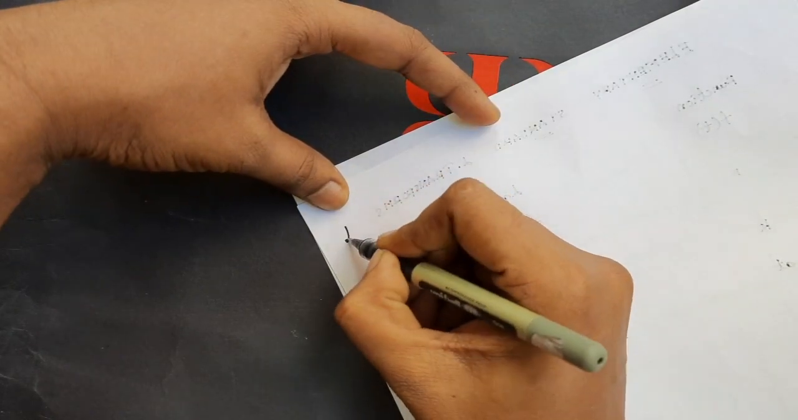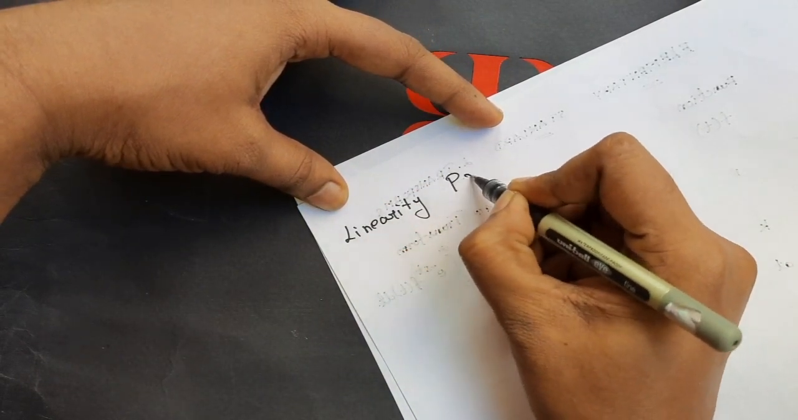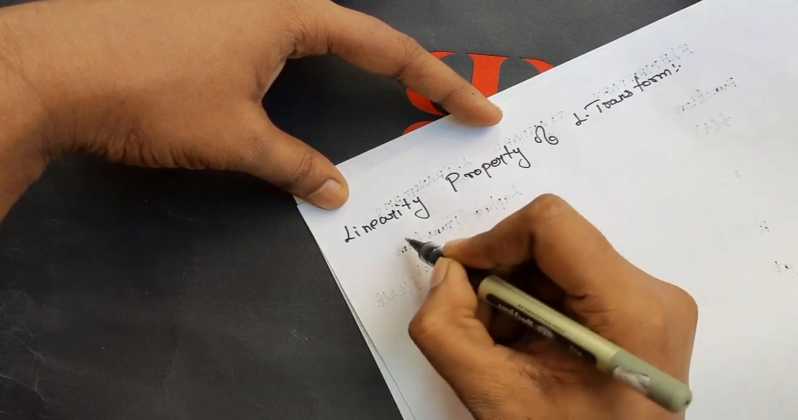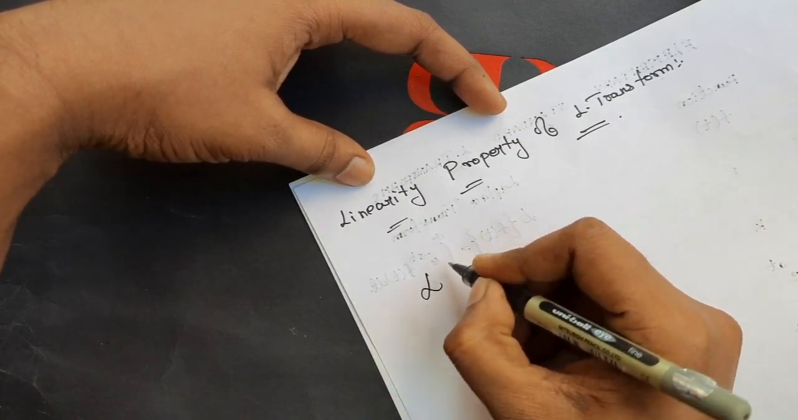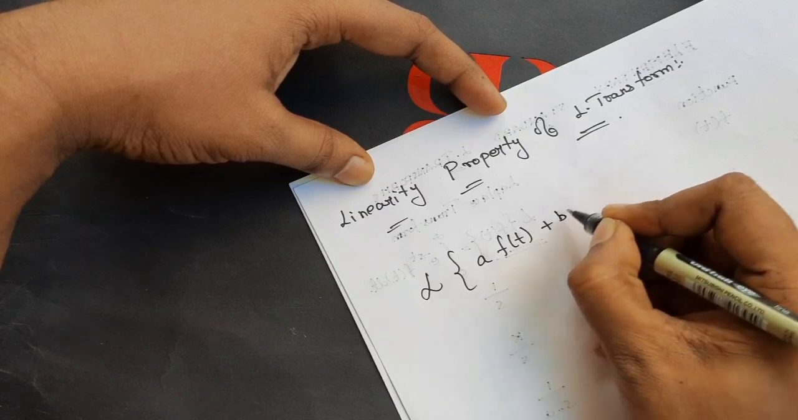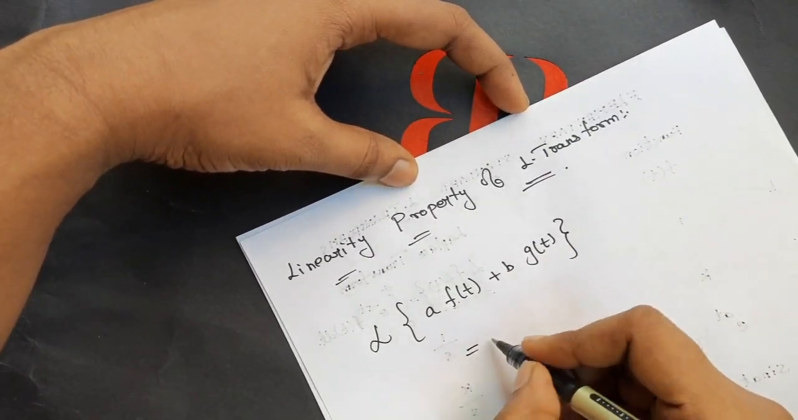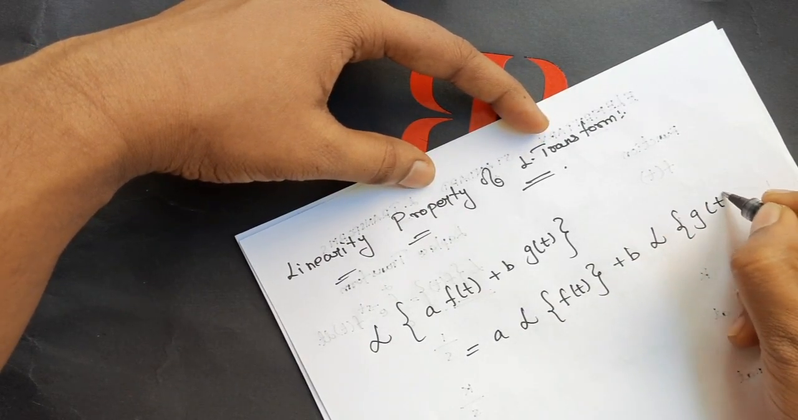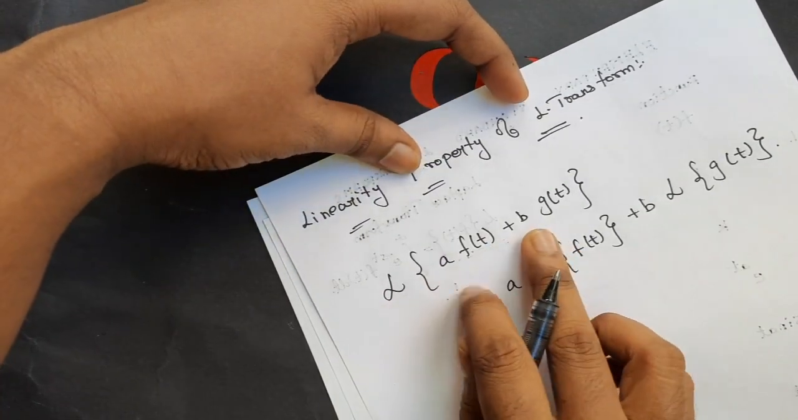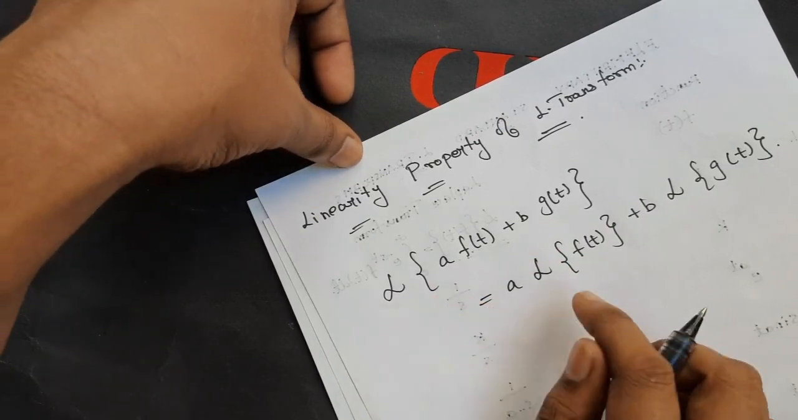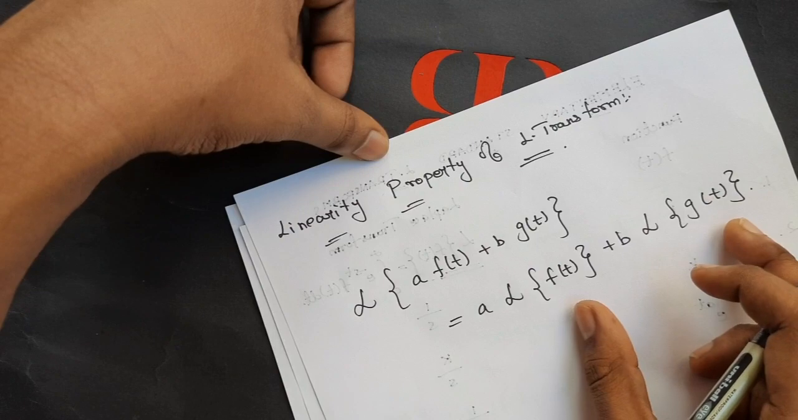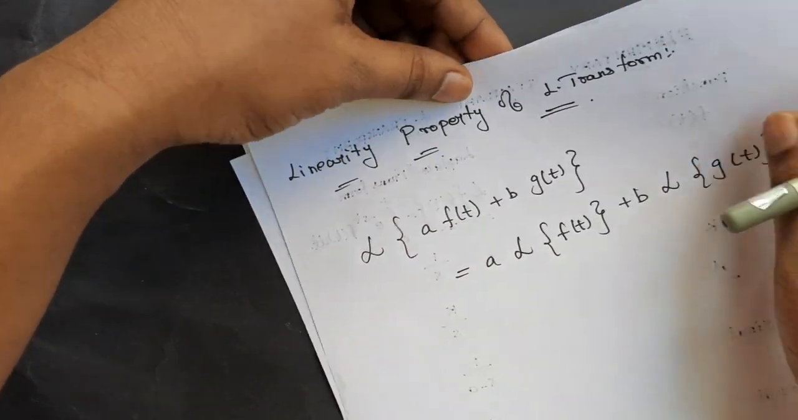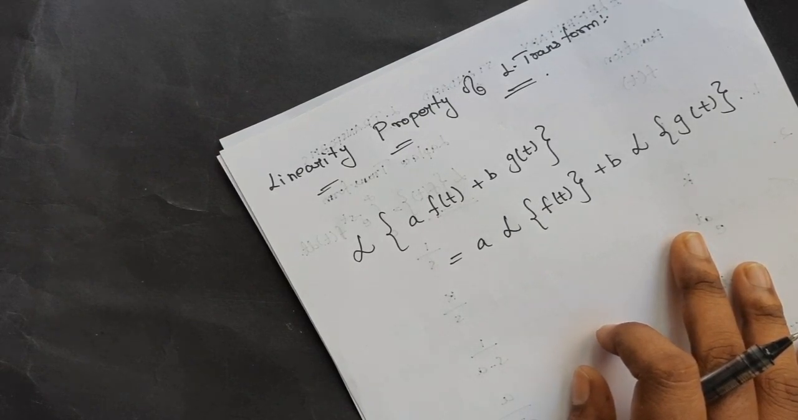Before going to that, we have to know the linearity property. The linearity property also holds for Laplace transform. Suppose Laplace transform of a f of t plus b g of t is equal to a times Laplace transform of f of t plus b times Laplace transform of g of t. Here a and b are constants, so I can pull these two terms outside of the Laplace transform, and I can do f of t and g of t separately. So this is the linearity property. Laplace transform will satisfy this property also. Okay friends, so now let's do some elementary functions' Laplace transforms.